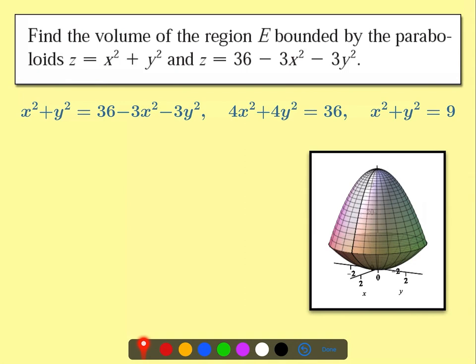Z equals 9 cuts these paraboloids exactly where they intersect in the circle where x squared plus y squared equals 9. So I want to think of that circle in the xy plane. It's just a circle centered at the origin of radius 3, and I want to set up the integral.